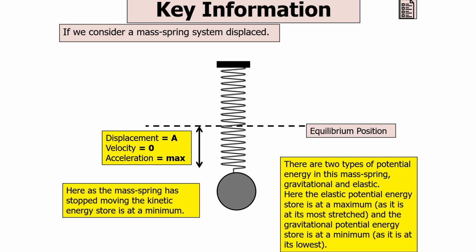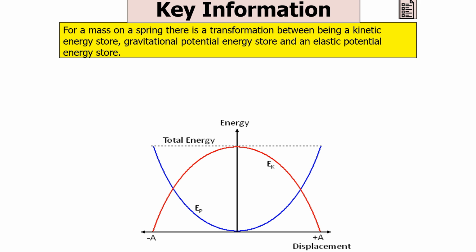Again, here, at this part of our cycle, we know the displacement is equal to A, the velocity is 0, and the acceleration is a maximum. Again, here, the mass spring has stopped moving, so the kinetic energy store is at a minimum. The elastic potential energy is at a maximum, as it's at its most stretched, and the gravitational potential store is at a minimum, as it is at its lowest. So for a mass on a spring, there is still a transformation between a kinetic energy store, the gravitational potential energy store, and an elastic energy store.